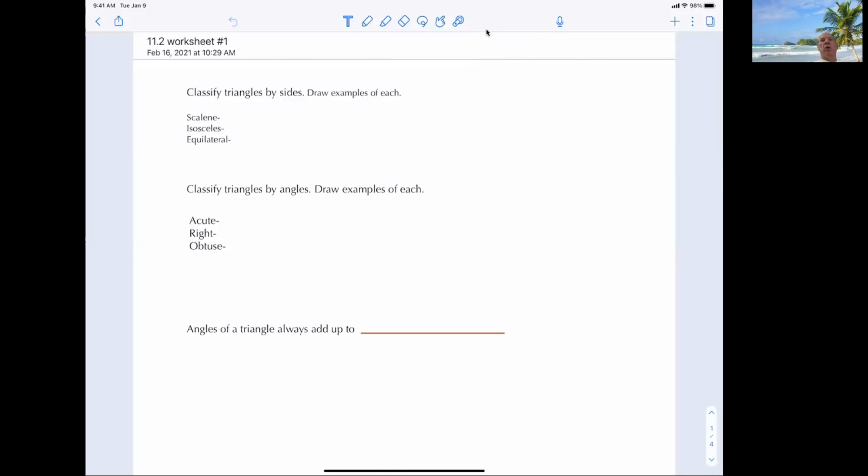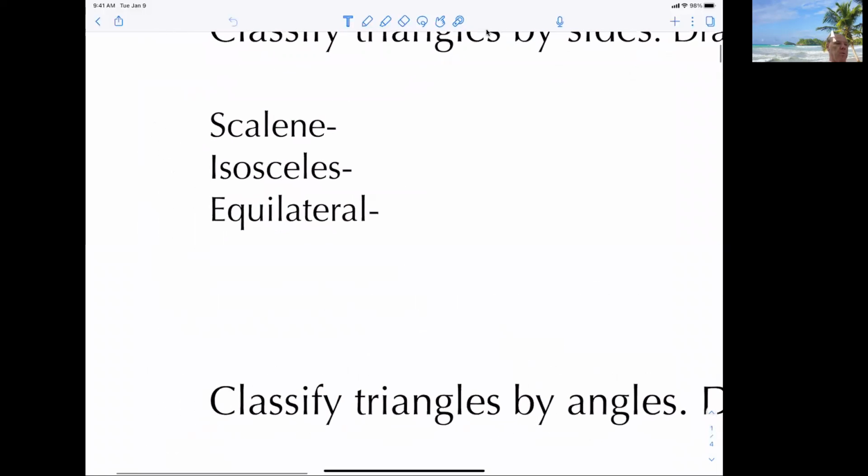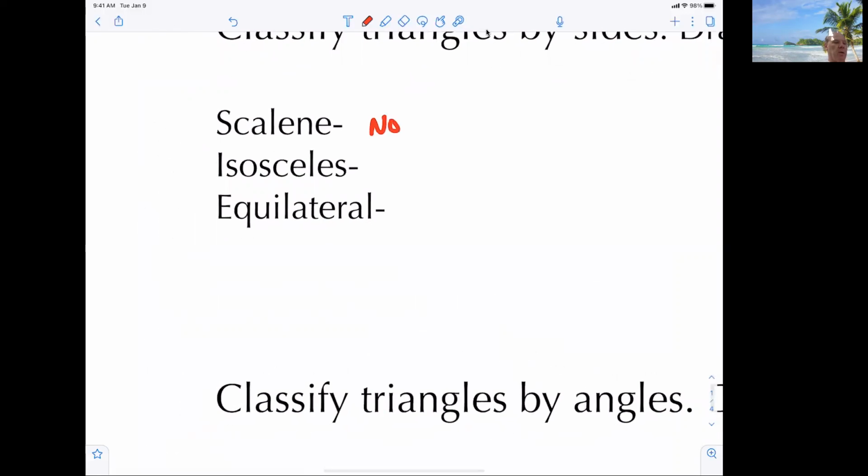Again, classifying triangles. The first thing is I want someone to tell me what scalene means. Everybody should know this. We did it last year. You should be able to tell me what scalene, isosceles, and equilateral mean. Tell me. No sides are equal. That's what scalene means.